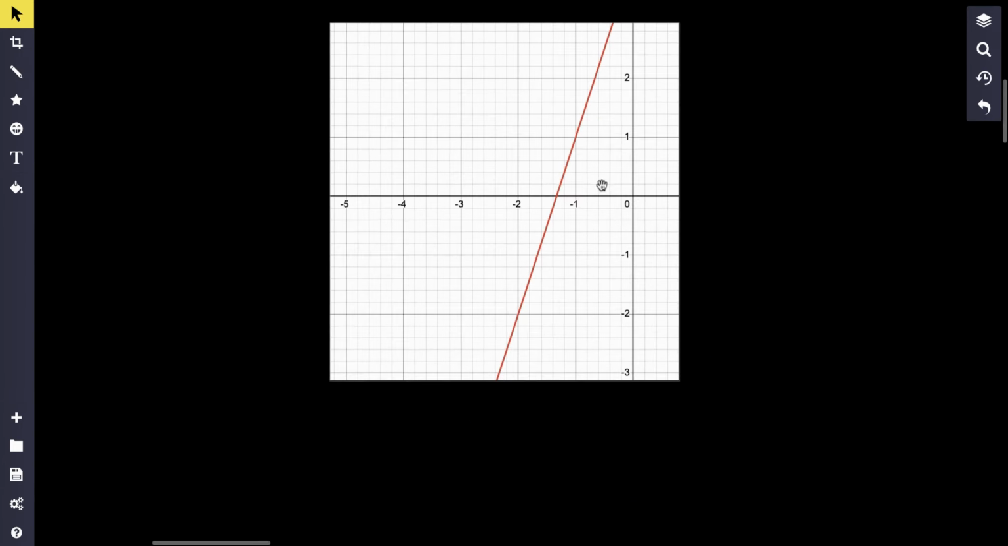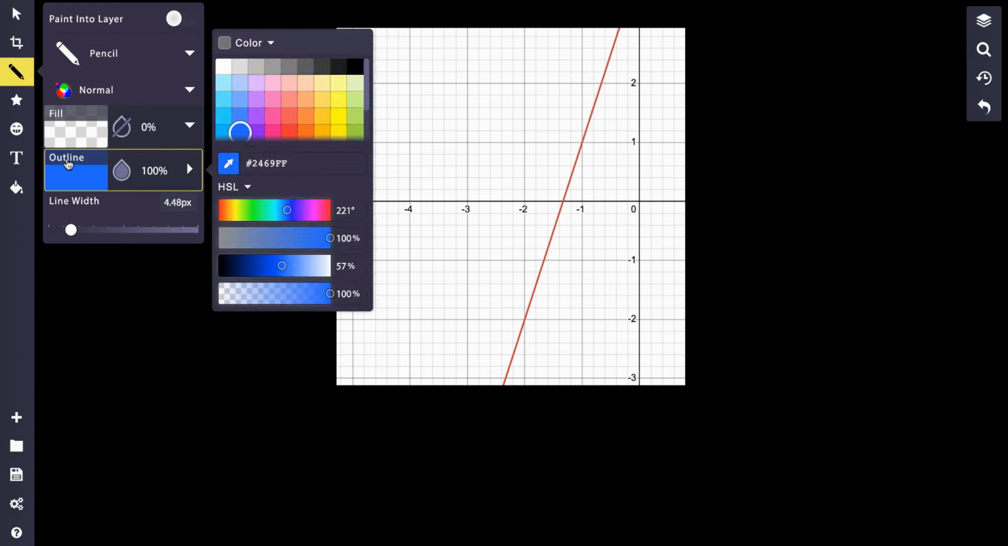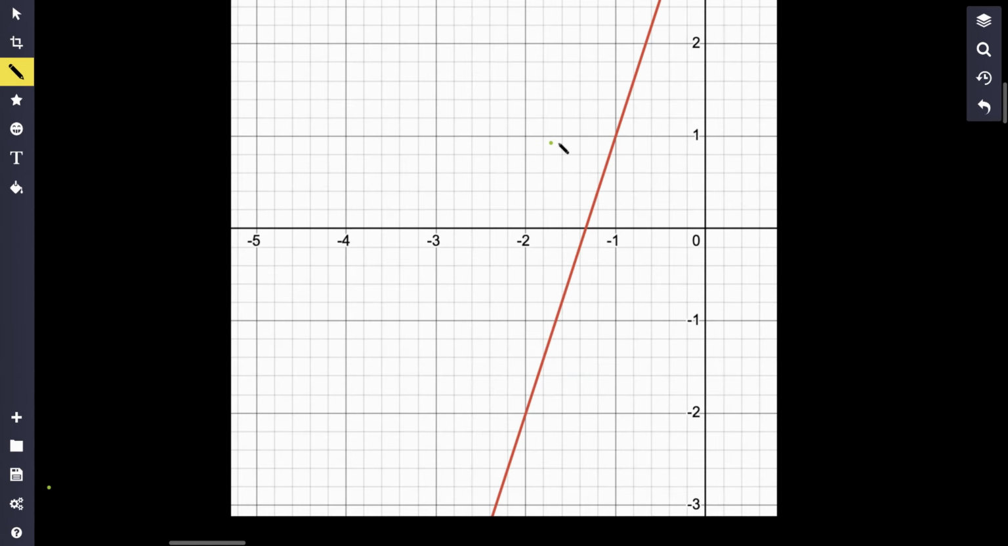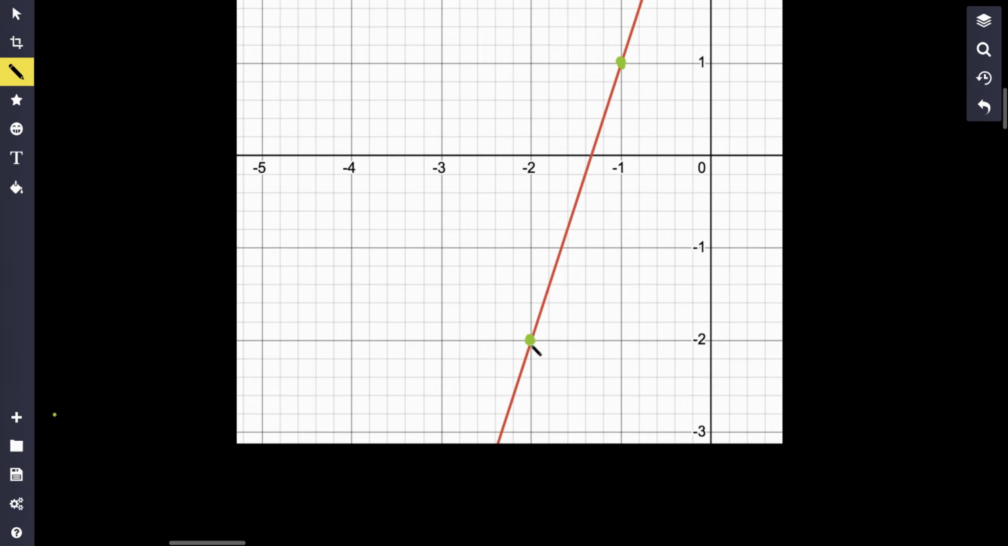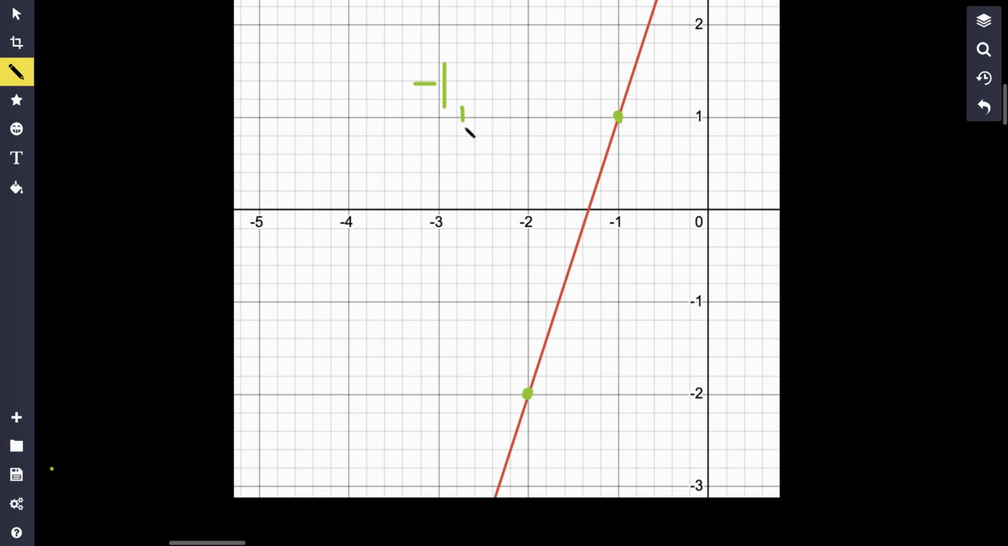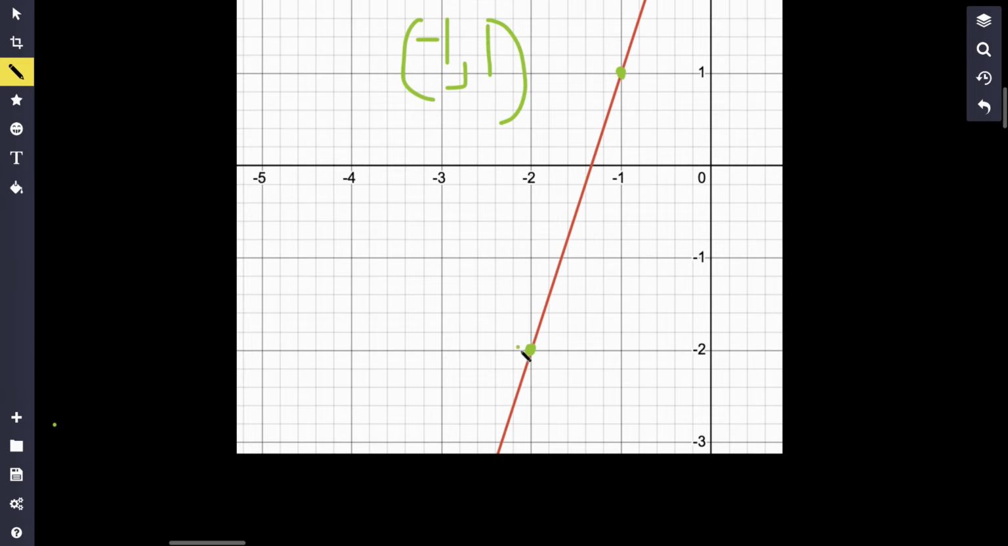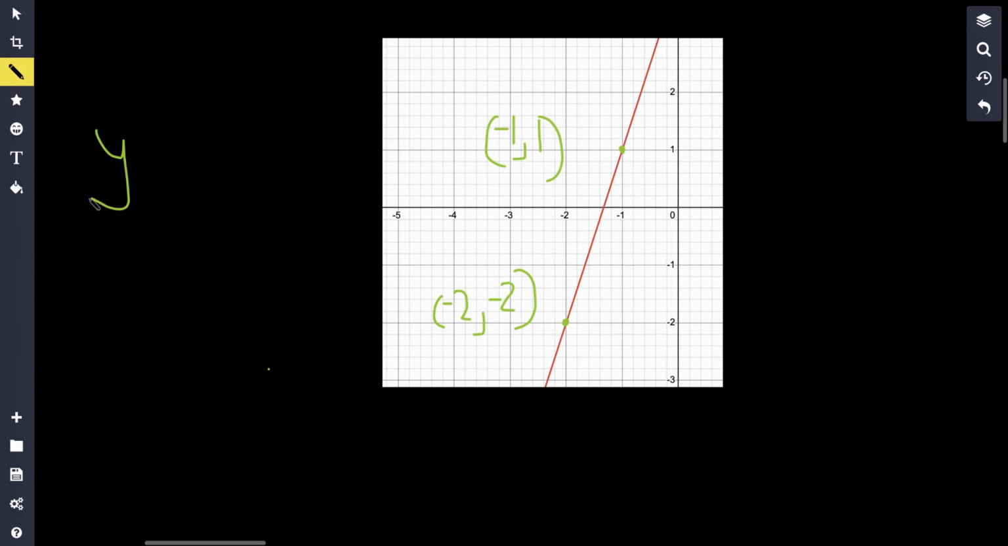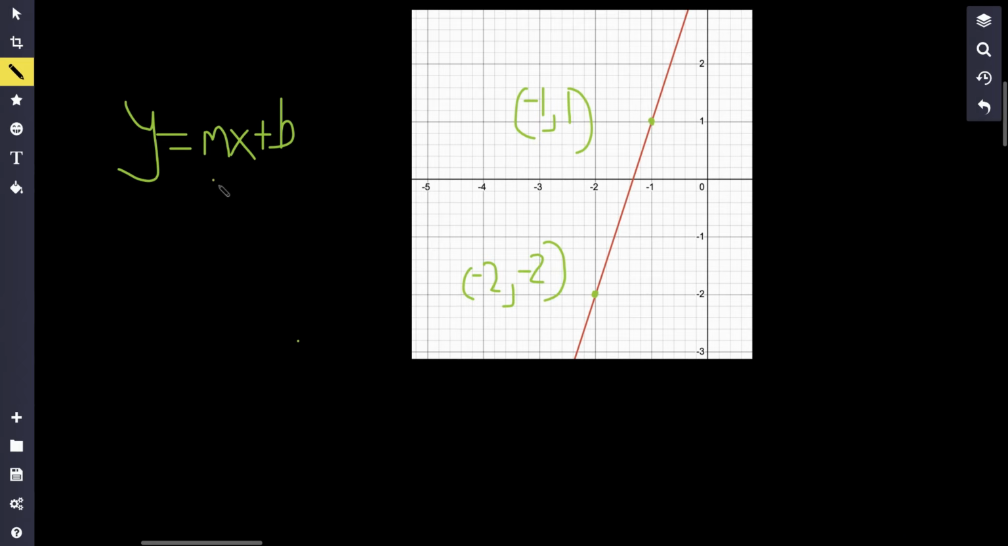Let's say we want to find out the equation of this line. First step, always pick 2 points. So I'm going to pick this point, and I'm going to pick this point right over here. This point is negative 1, comma 1, and the other point is negative 2, comma negative 2. Now, I want to find the equation of this line, once again, in the form of y is equal to mx plus b. So let's find our slope first.